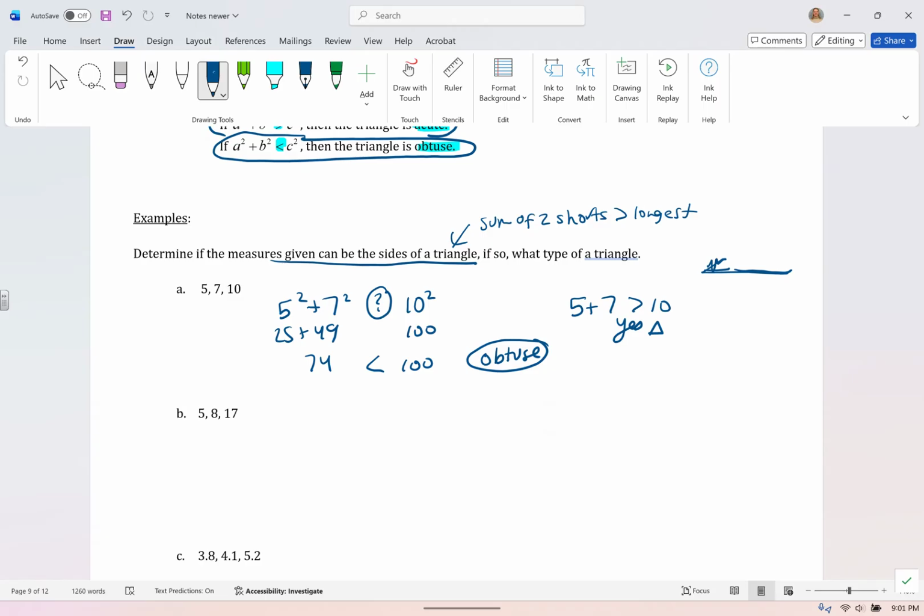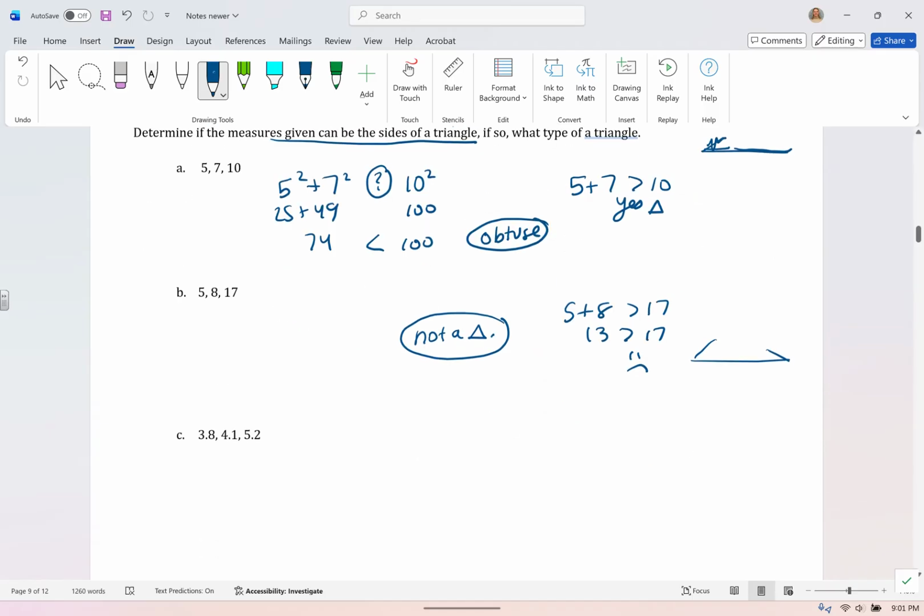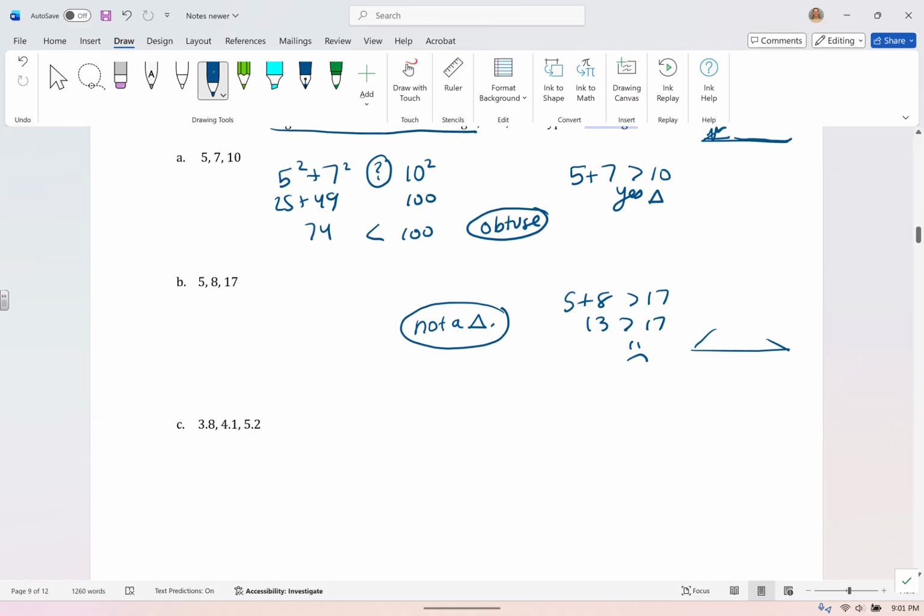So let's check this one. Is 5 plus 8 greater than 17? Okay, not a triangle. Why? Because it wouldn't connect, okay? Those 3 sides would not connect to make a triangle. So don't name it and be like, oh, I think it's obtuse or acute or it's right. No, it's not. The 2 short sides are way too short. They're like dinosaur hands. They're too little.